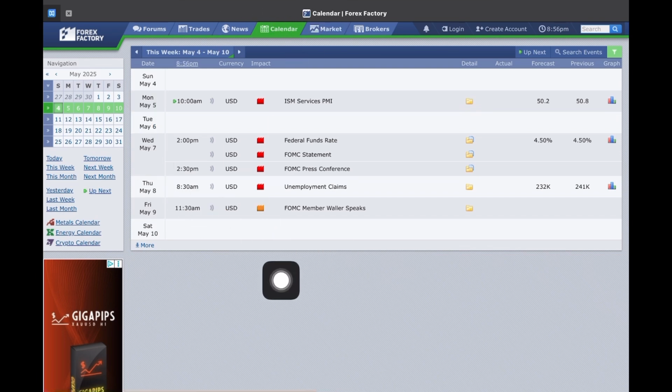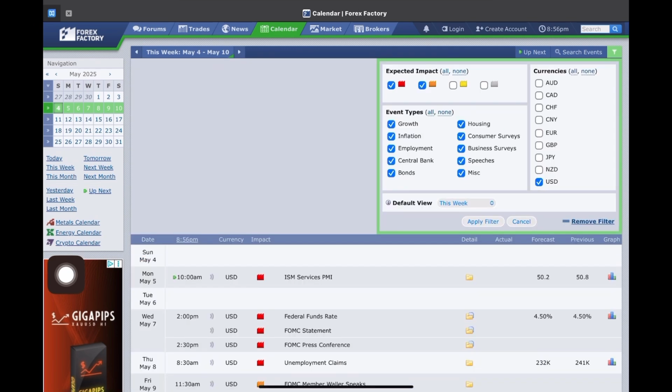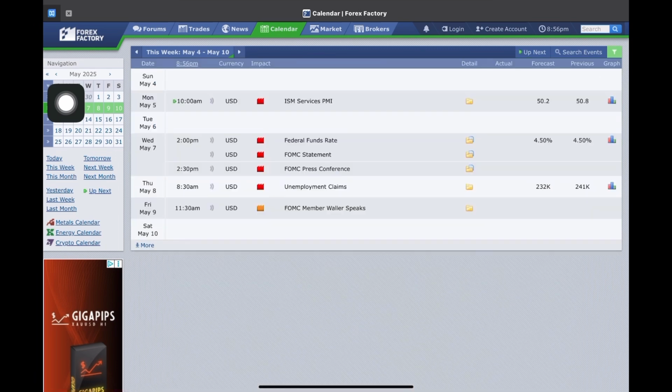So forexfactory.com. I haven't shown this, but other people have definitely shown this on YouTube, but I figure I might as well. How I filter my calendar: because I only trade NQ and ES and US based stocks, I go to the filter and I only filter for red folder, which is high impact news, and then I'll leave the orange folder, which I'll call medium impact news. I'll leave that on my calendar, and then I filter only for USD currencies. So those are the filters that I apply.